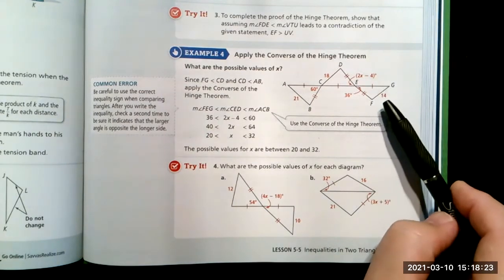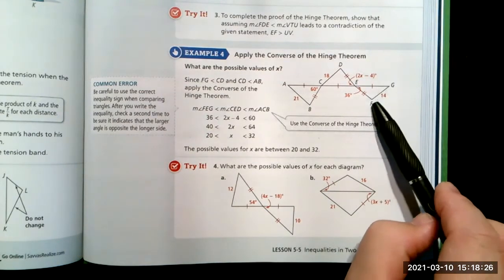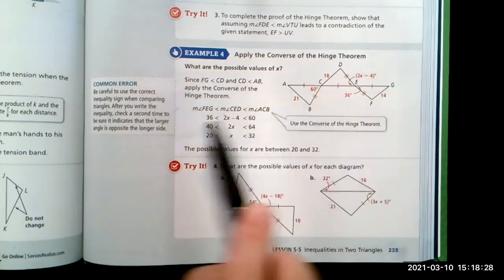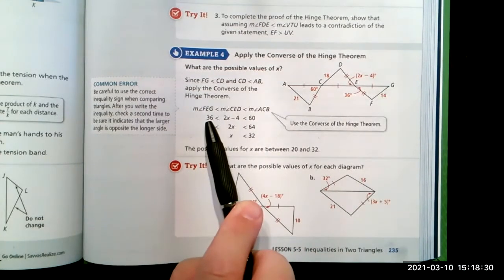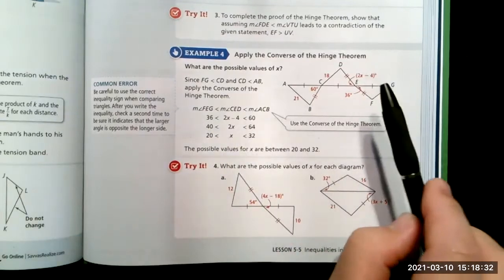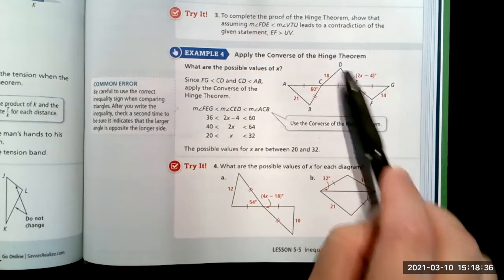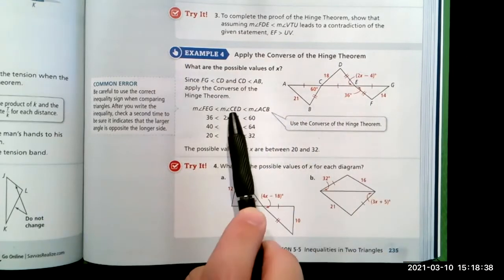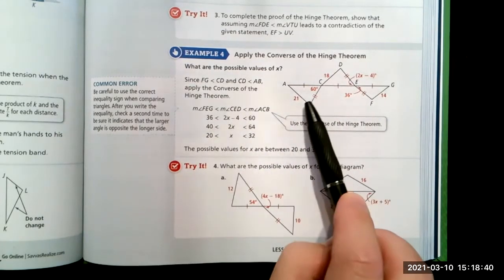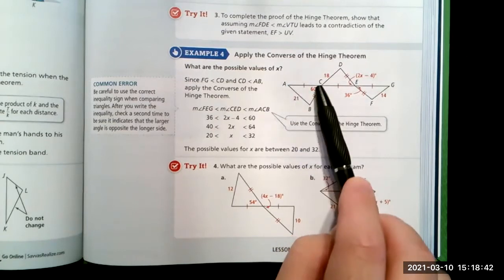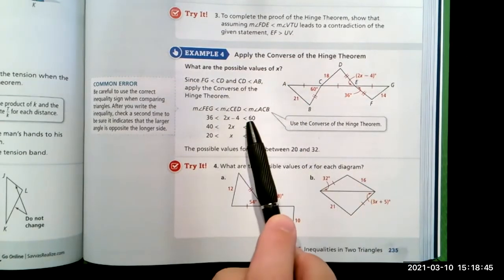So we know that the measure of angle FEG is 36 degrees, so they replaced that with 36 degrees. We know that DEC, or they're calling it CED, is 2x minus 4, so they replaced it with that. And then ACB is 60 degrees, so they replaced it with that.